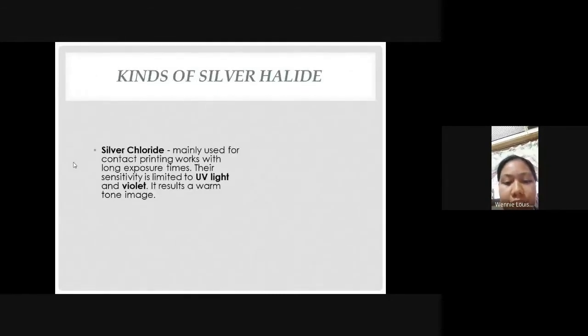So there are kinds of silver halide. First is silver chloride, mainly used for contact printing, which works with long exposure times. Its sensitivity is limited to UV light and violet. It results in a warm tone image. Silver chloride has a low sensitivity to light, and it takes 10 to 20 seconds of exposure time, resulting in a yellowish, brownish, or reddish tone. Next picture please.